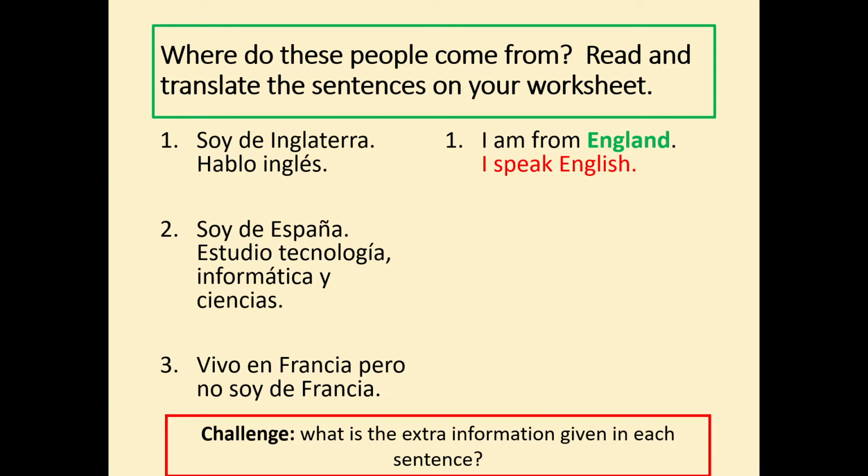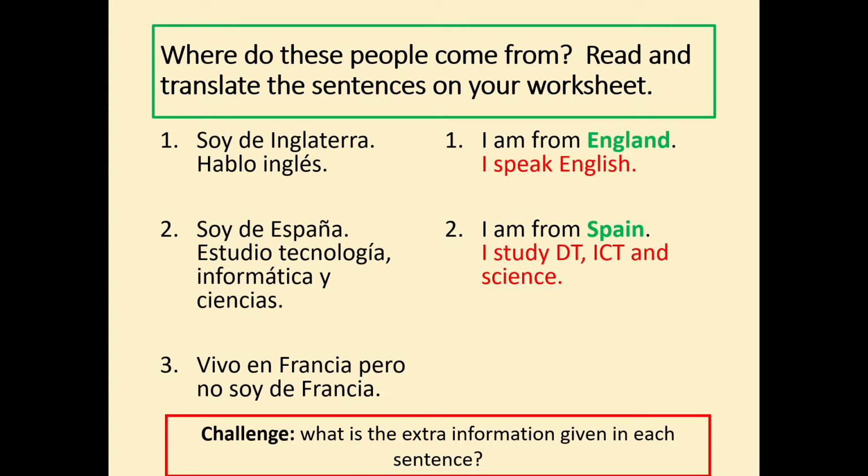Hablo inglés. Number 2. Soy de España. Estudio tecnología, informática y ciencias. I am from Spain. Soy de España being our origin. And the red part, I study DT, ICT and science. So this links back to Module 2, guys.